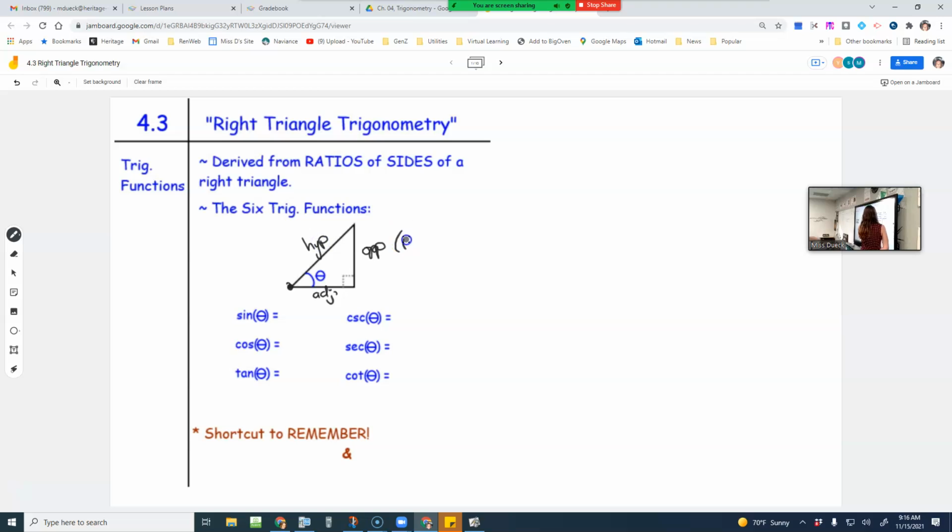Are you guys good if I use O for opposite, A for adjacent, and H for hypotenuse? You know that's not a 0, you know that's an O. How about your friends that are really struggling with staying awake today? So we have soh, cah, toa. And what's this guy again?